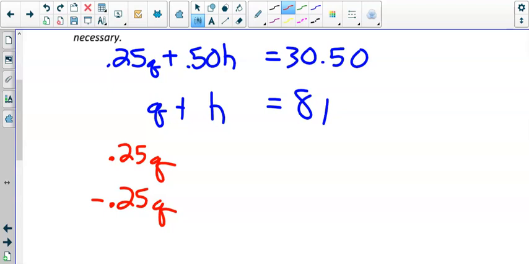So do I have to do anything to the top equation? No, it already matches. See, look. 0.25, 0.25, already matches. We're already good to go on that. What do I got to do down here to turn the 1 into a negative 0.25? Yeah. Times it by that negative 0.25. Okay? So our top equation stays the same.